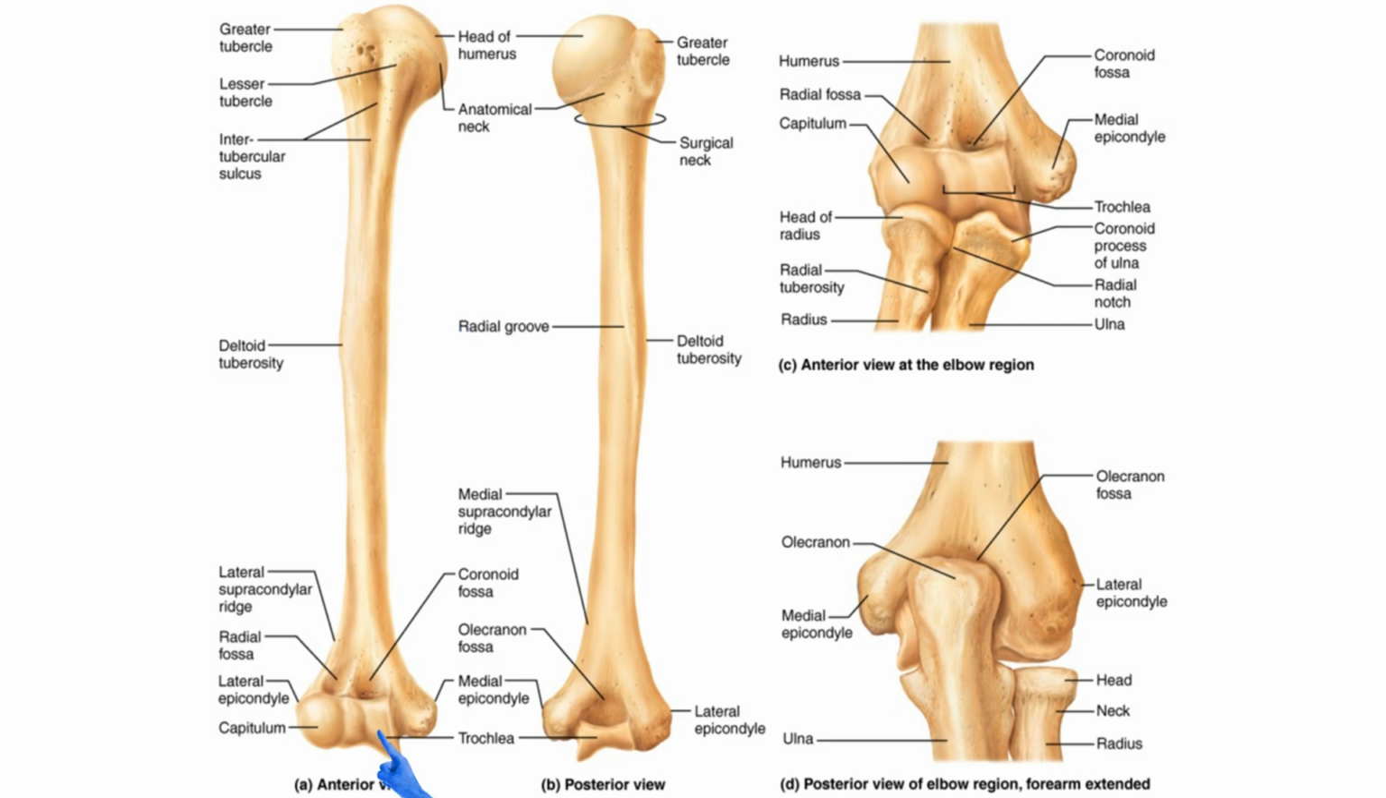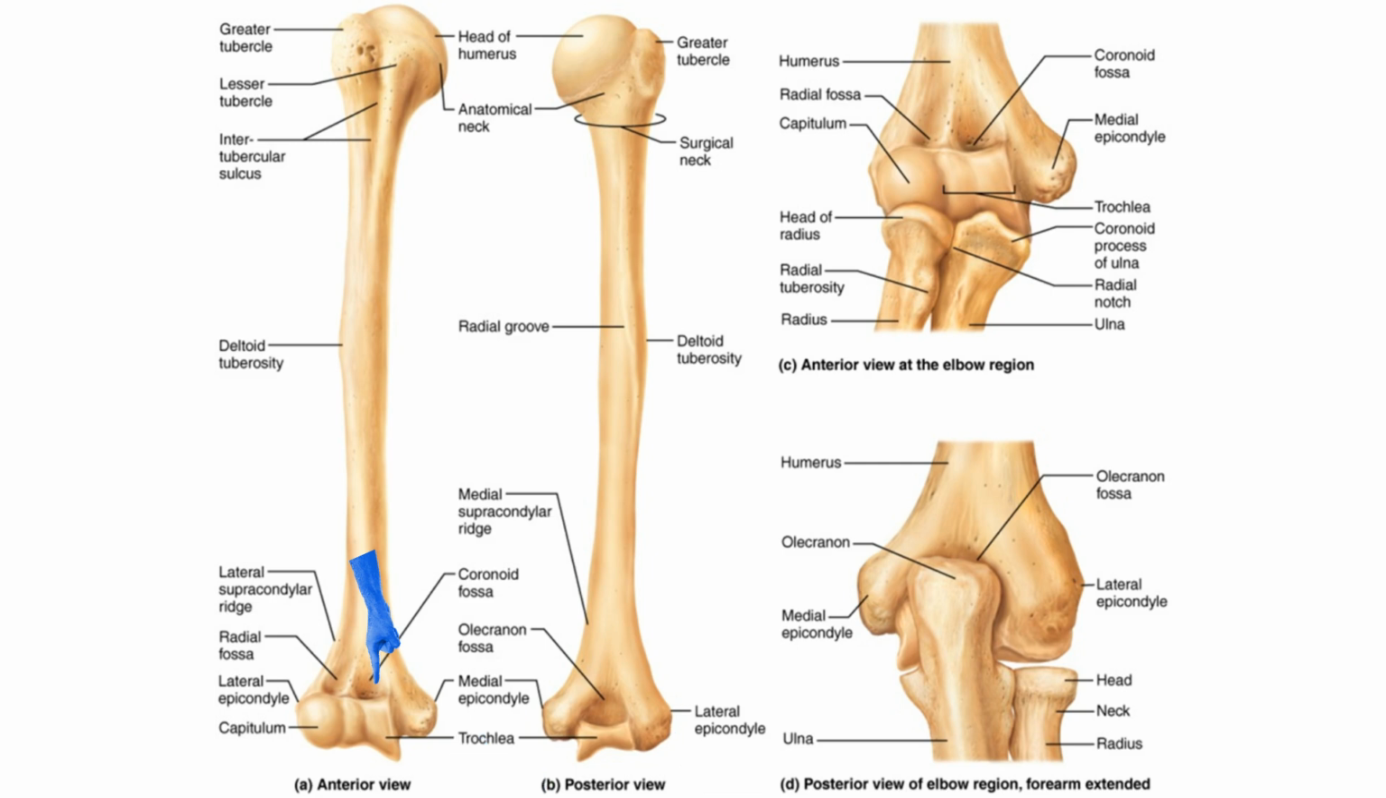Find the trochlea. This pulley-shaped feature articulates with the ulna and must be positioned inferiorly, medially, and anteriorly. Beside it is the capitulum, which articulates with the radius. This is lateral and anterior. For final orientation, look at the epicondyles, the medial epicondyle and the lateral epicondyle.